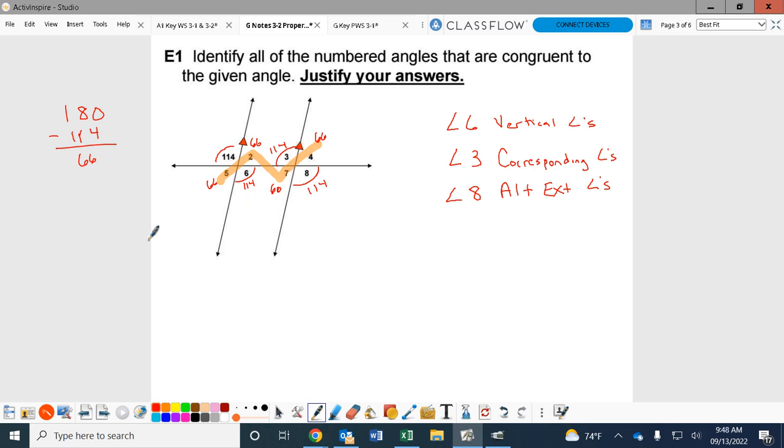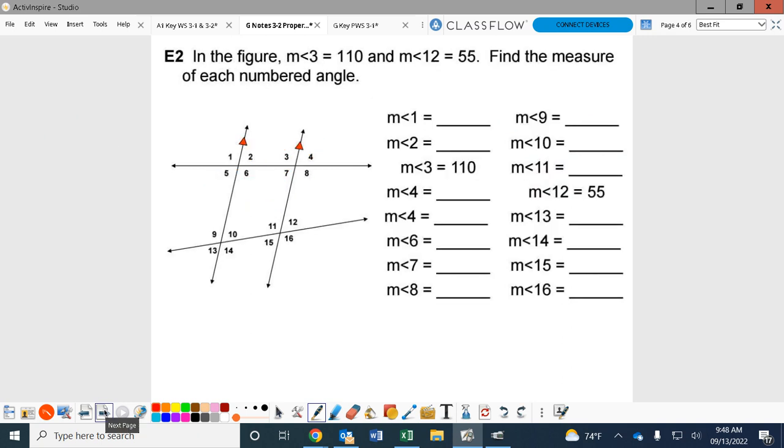Okay, here we go. Let's do this next one. Let's do it again. We're just finding measurements this time. It says in the figure, the measure of angle 3 is 110. Go to the picture, put 110 on angle 3. Then it says the measure of angle 12 is 55. Put 55 on the picture, on angle 12. And then you've got to find the rest of them.